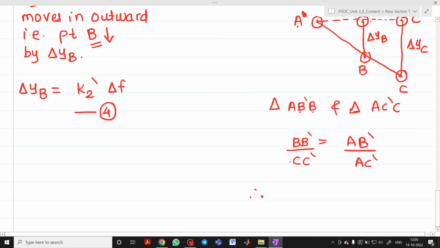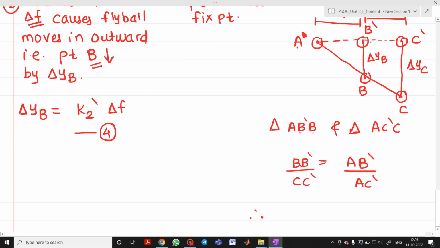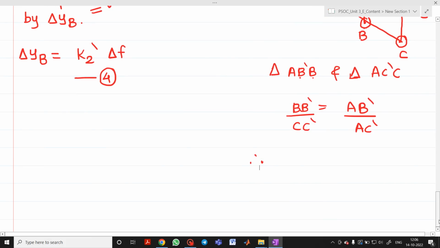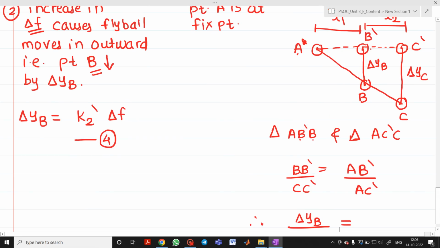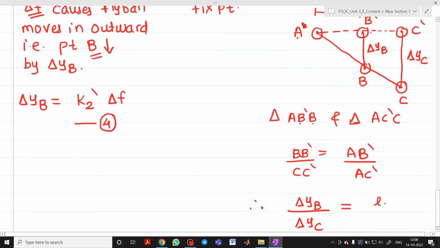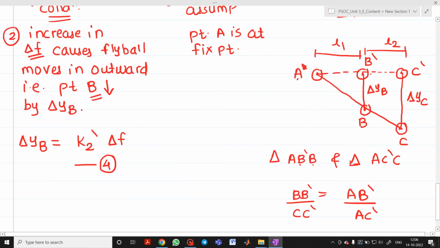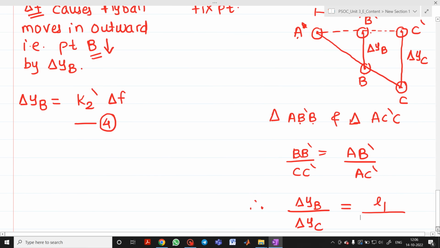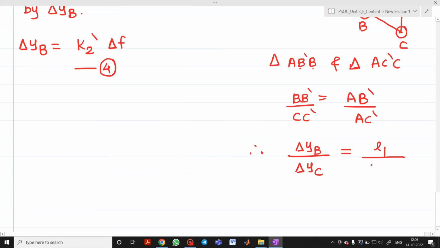So how can I write the expression? What is your B, B dash? If you see, B, B dash is the change in the position along Y axis at point B. So I can write it as delta YB, divided by C, C dash, which will be delta YC. Now what is AB dash? AB dash is nothing but this distance L1. So I will write it here. This will be your distance L1 divided by AC dash, which will be equal to L1 plus L2.